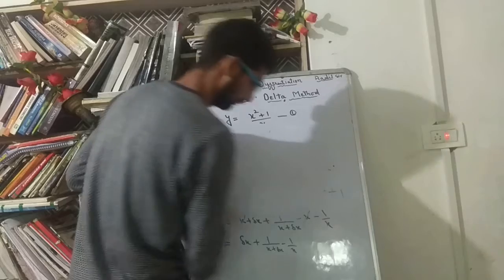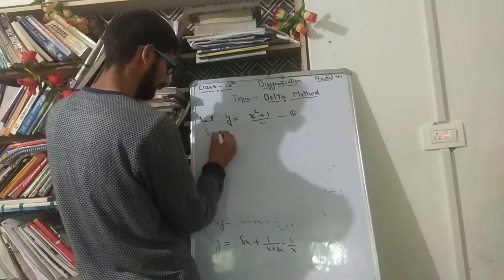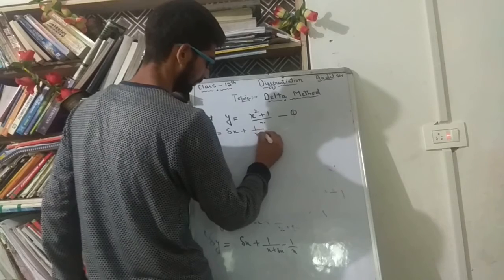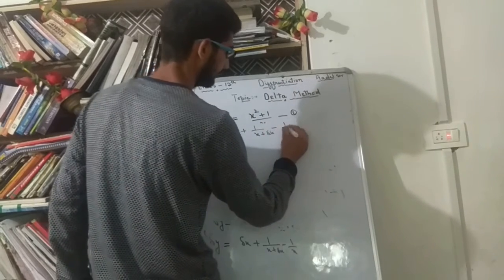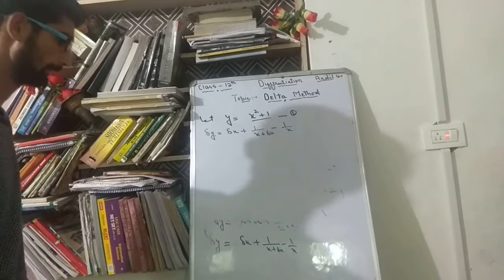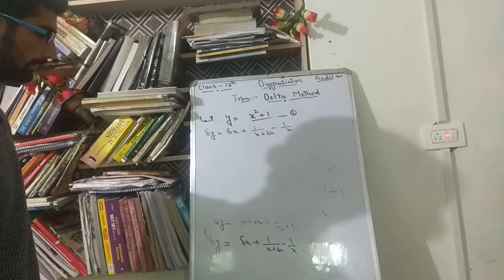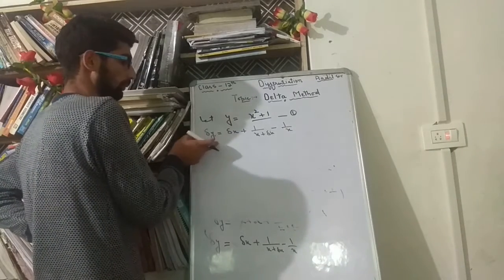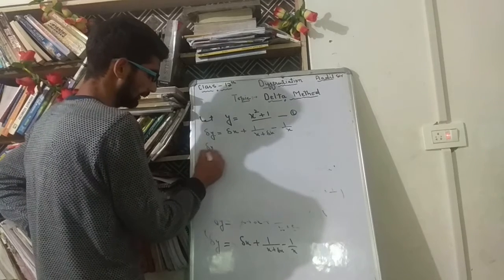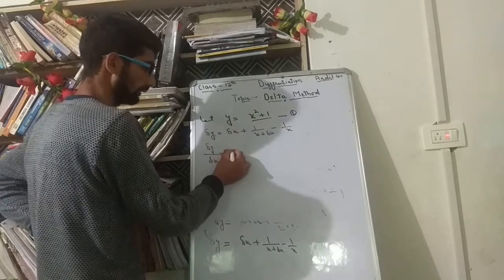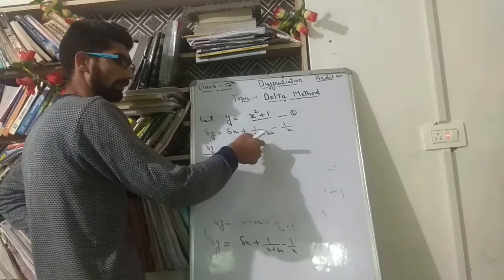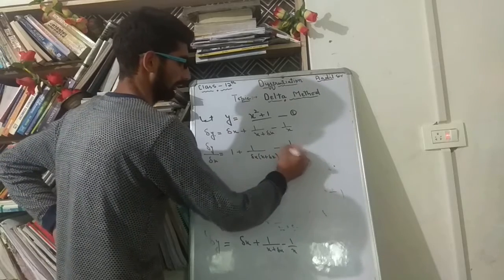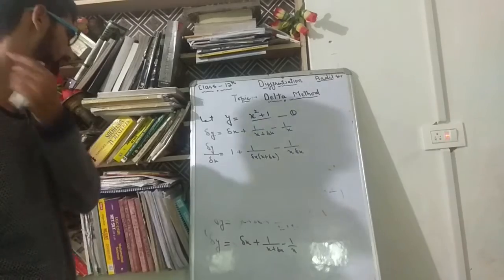Now del y we are getting equal to del x plus 1 divided by x plus del x minus 1 divided by x. So here now we will divide. The third step is to divide on both sides by del x. So it will be del y divided by del x is equal to del x divided by del x, that is 1, plus 1 divided by del x into x plus del x, minus 1 divided by x del x. So this is our result now.